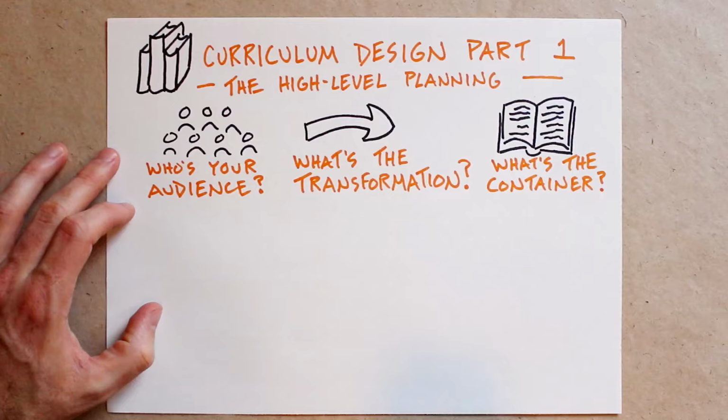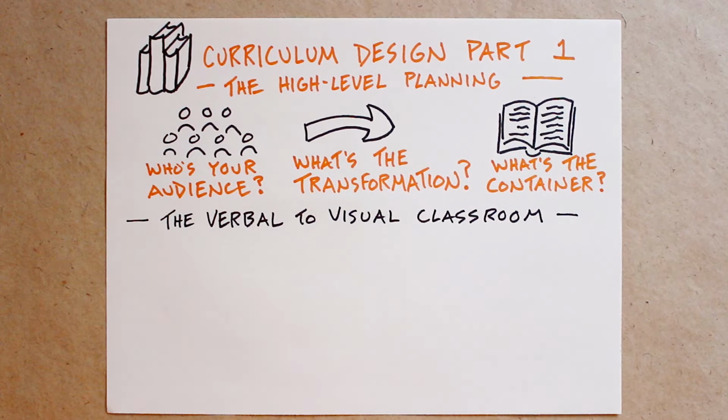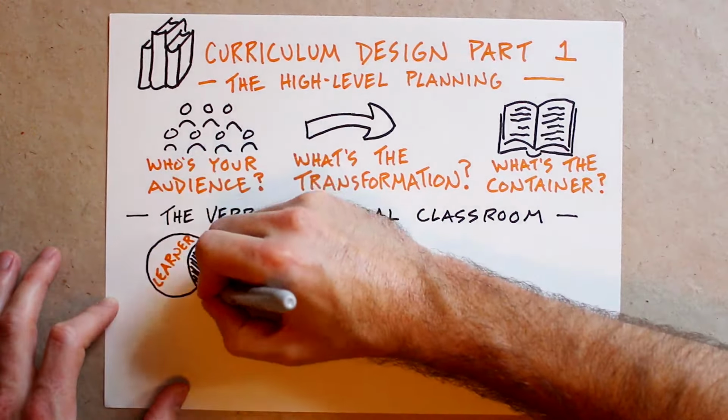Let's take a look now at how I applied those ideas when designing the verbal to visual classroom. In my case, when building this thing online, it can be a little tricky to clearly define who you're making this course for. In my case, the best way that I could define who I hoped to help with this classroom, this online classroom that I was creating, was this intersection of learners and makers.